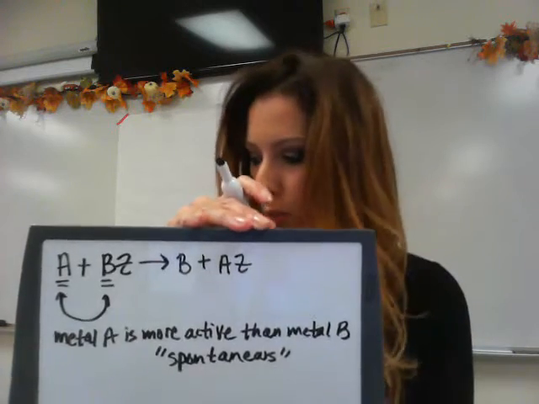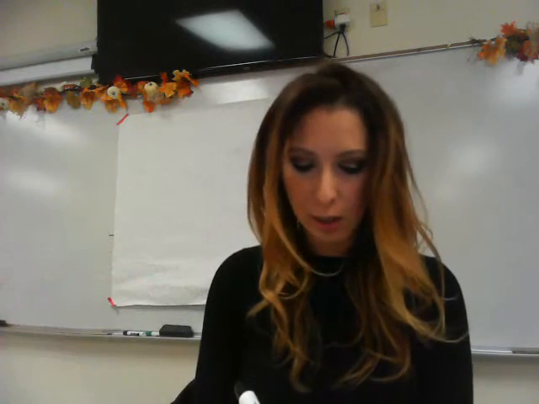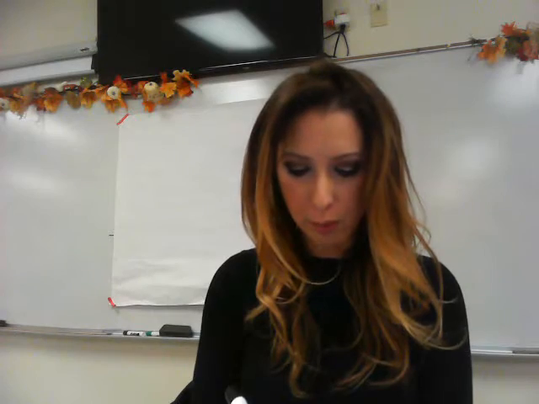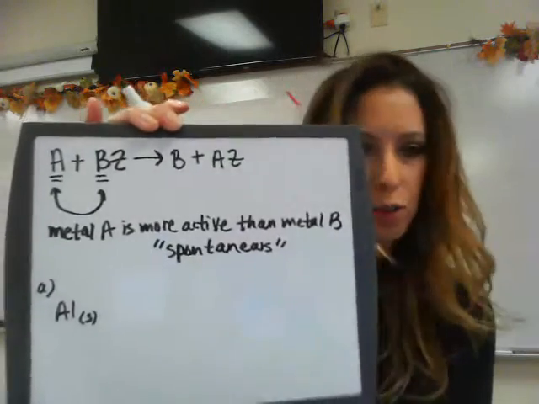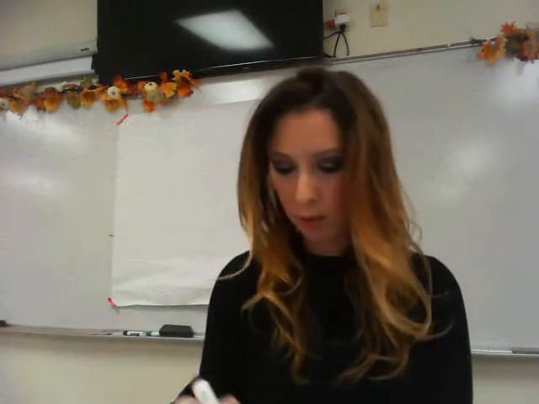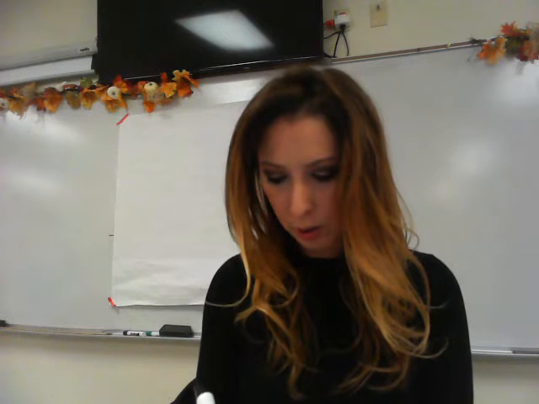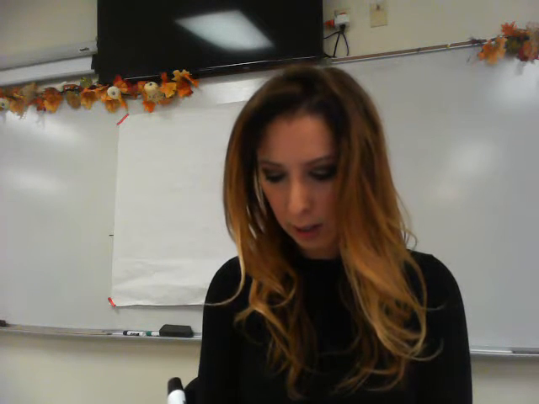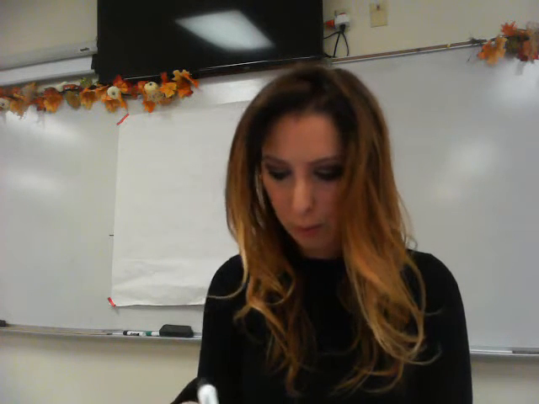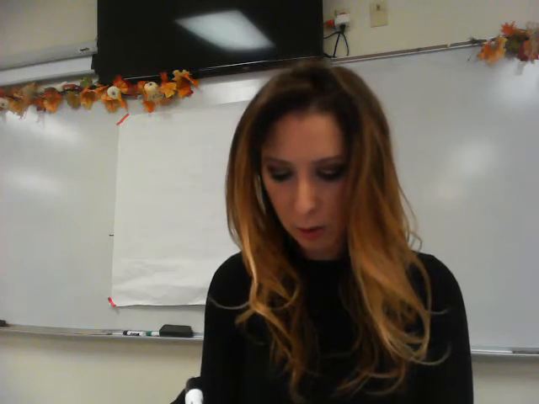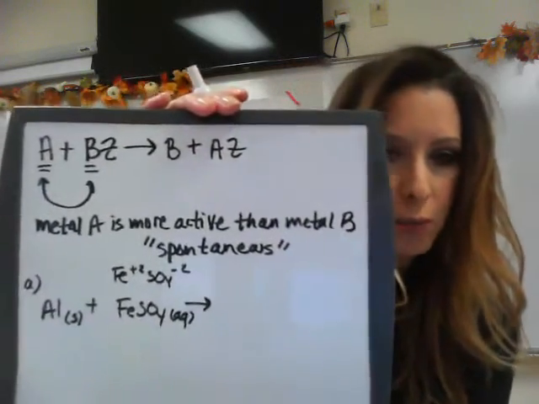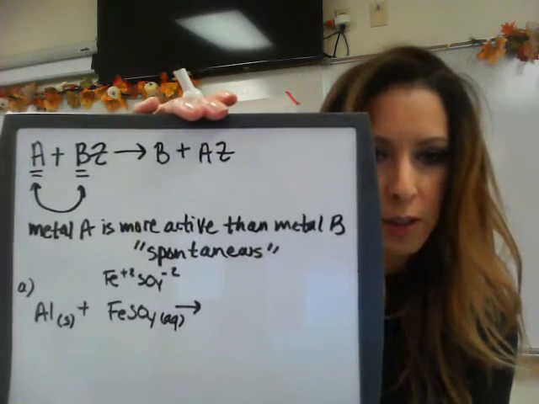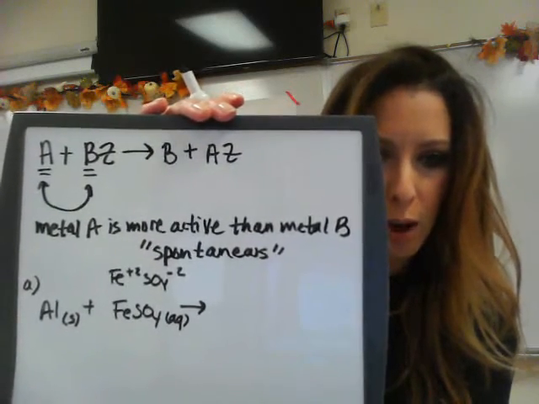Okay, so I'm going to do an example for you. It's student exercise 4A. It says aluminum foil, which is just a piece of aluminum, so I'm going to write aluminum with a little S after it. It's a solid, is added to an iron 2 sulfate solution. Iron 2 sulfate is FeSO4. Remember, you have Fe plus 2, SO4 minus 2. The numbers in the charges cancel. You get FeSO4. Since it's a solution, you have to put AQ after it.